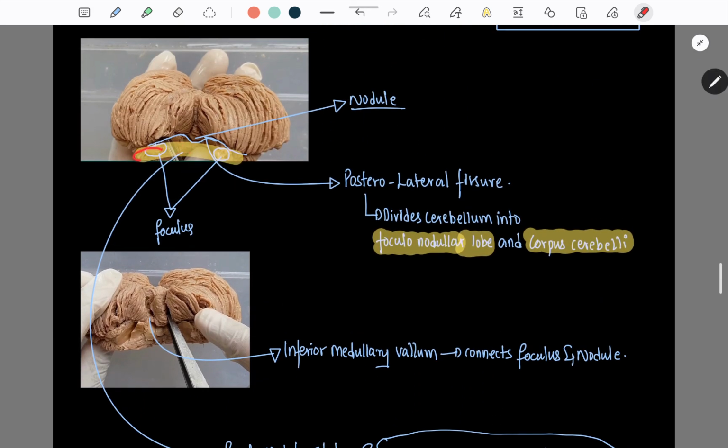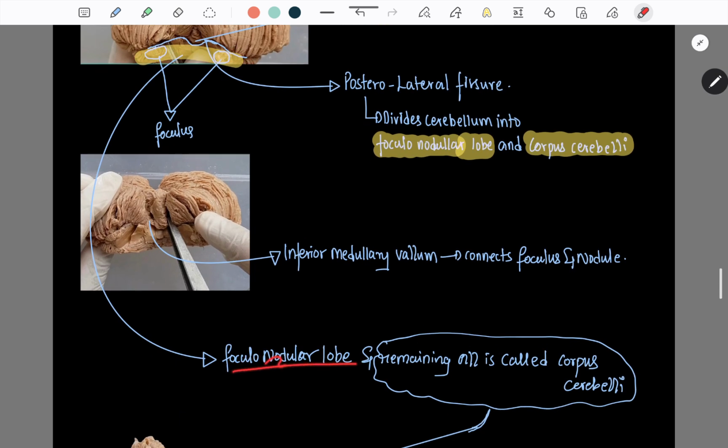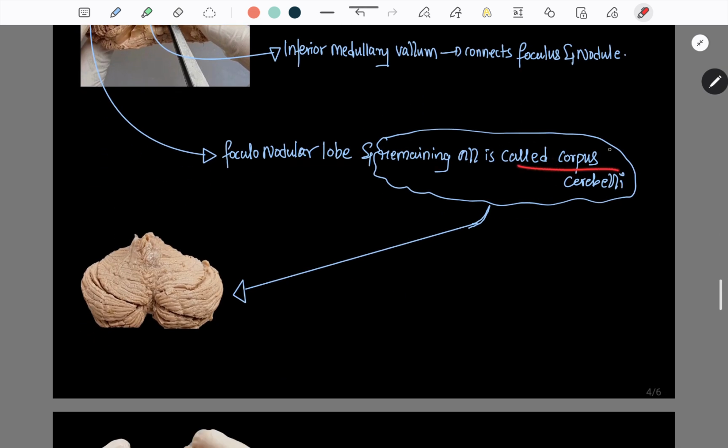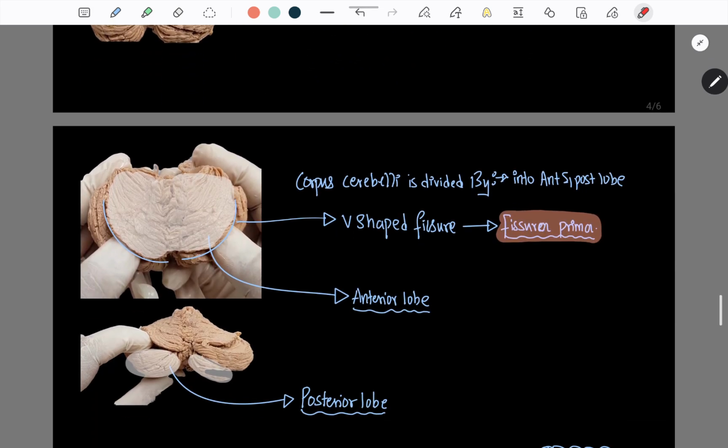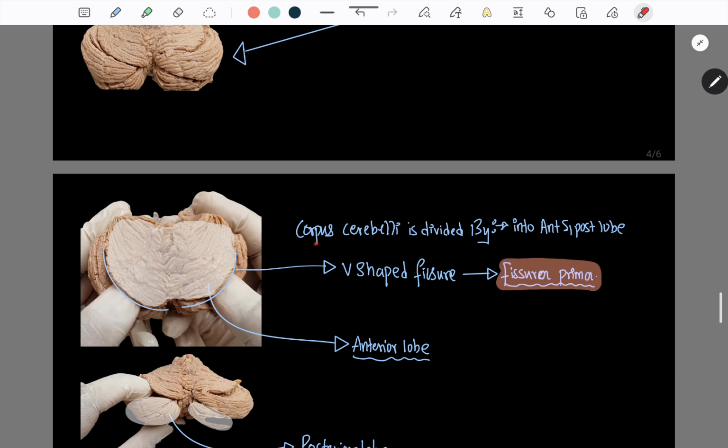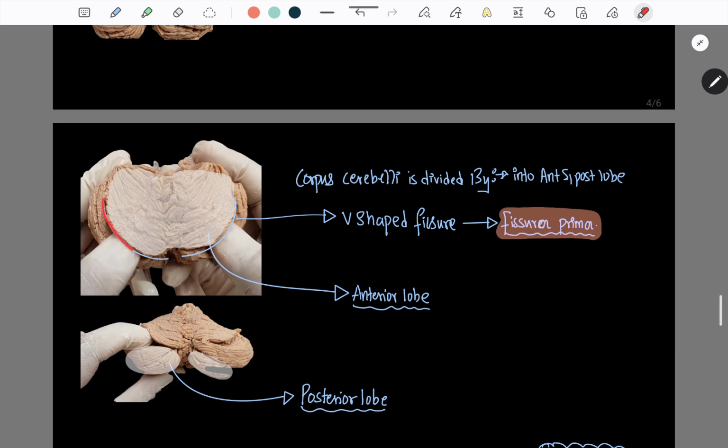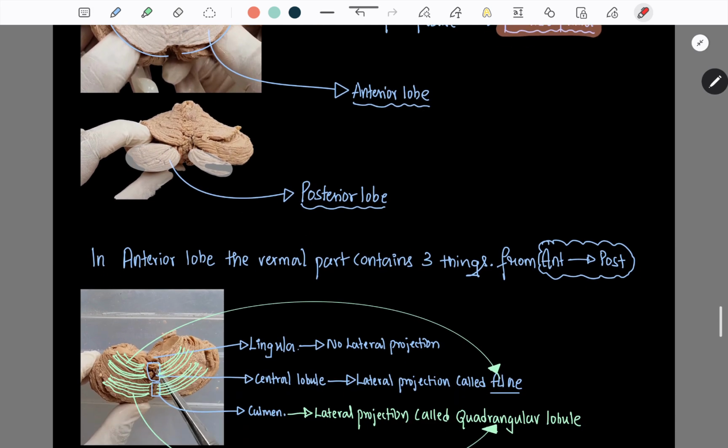This yellow portion is called the flocculonodular lobe, and the remaining part superiorly is called the corpus cerebelli. The corpus cerebelli is divided into anterior and posterior lobes by a V-shaped fissure called the fissura prima. This is the anterior lobe, and this is the posterior lobe, divided by the V-shaped fissura prima.